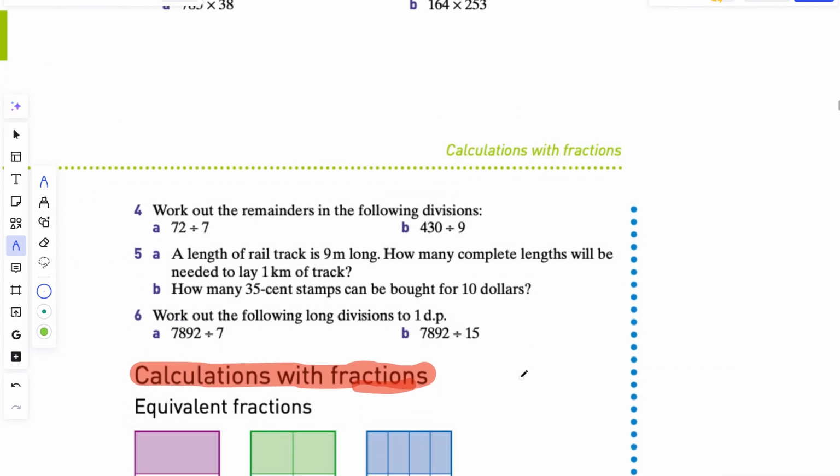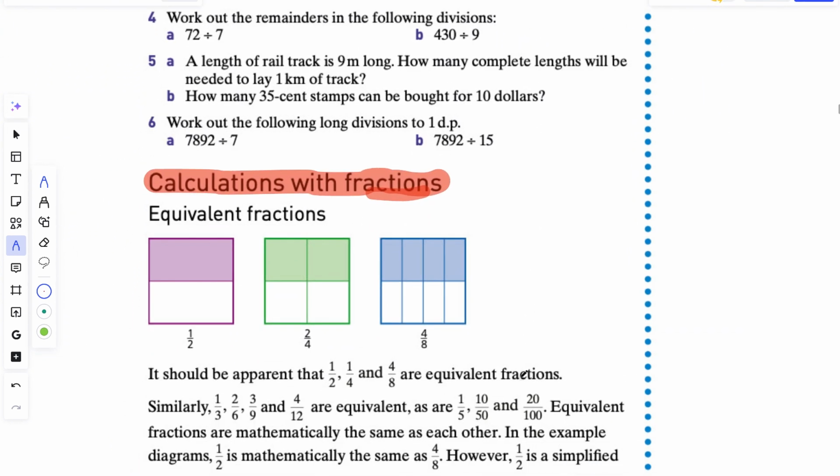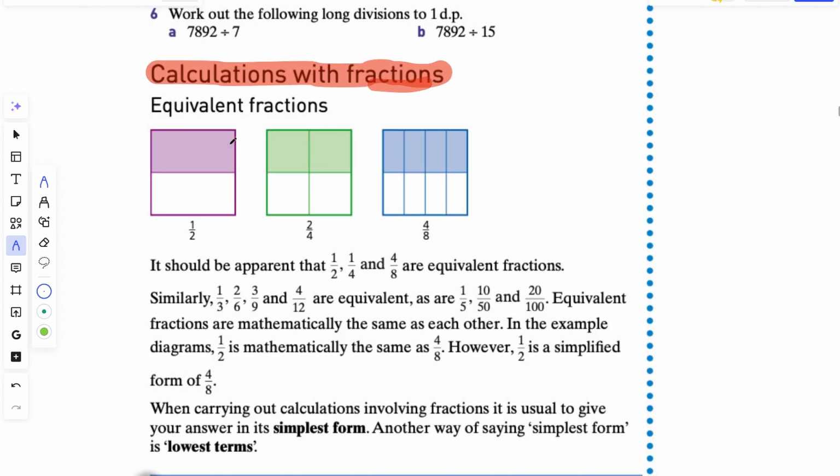There are questions for you to try out. Now let's move to the next one, which is called calculation with fractions. Let's take a look at this. This is an equivalent fraction, which means 1 over 2, because we divided this whole rectangle into 2 equal parts. So one portion of it, the colored one, is 1 over 2. But for the same size, if we draw a line, we now have 4 parts. 1, 2, 3, 4. So the colored one is 2 over 4. So they are equivalent. 2 over 4 and 1 over 2 are equivalent. Equivalent fractions are those that, if you simplify them to the lowest form, you still get the original fraction. That's the meaning of equivalent fraction.